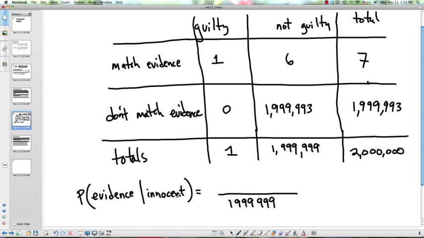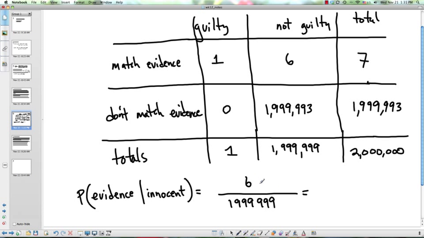It wouldn't make any sense to say if you're innocent and you match the evidence, what is the chance that you match the evidence? Of course, if you are one of the 7 people that match the evidence, then it's 100% chance that you match the evidence, right? You have to realize that when I say if the person's innocent, I'm talking about having nothing to do with it, from the entire population of the city. So the total number of people that are not guilty, the total number of people that are innocent, how many of those match the evidence? 6.